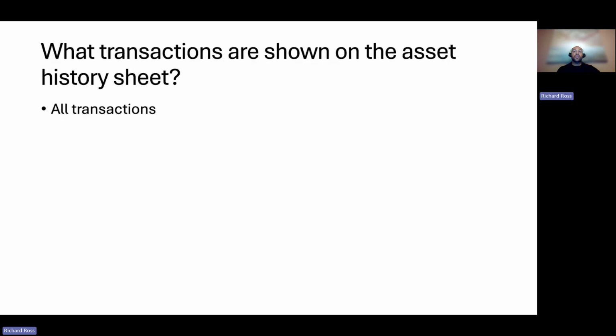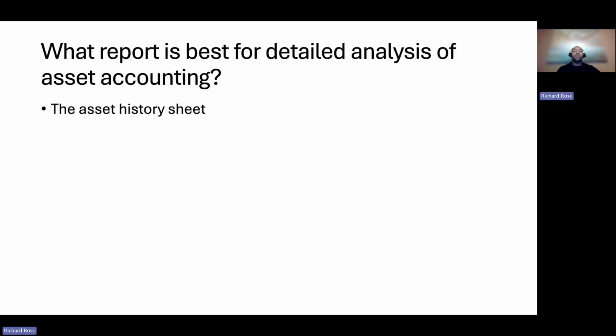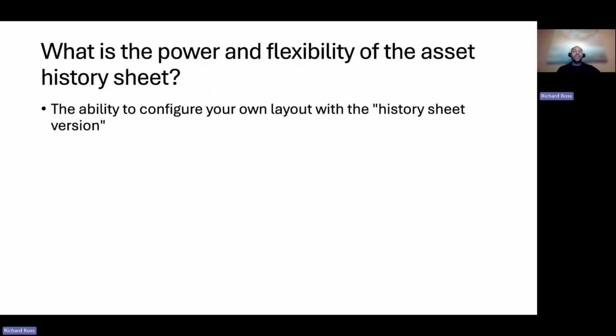What transactions are shown on the asset history sheet? All transactions. What report is best for detailed analysis of asset accounting? The asset history sheet. What is the power and flexibility of the asset history sheet? The ability to configure your own layout with the history sheet version.